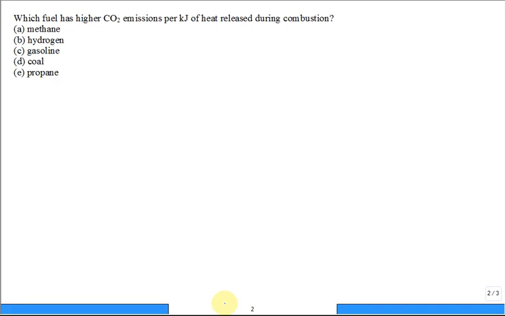Now, once you solve that problem, you're ready to go to which fuel has a higher CO2 emission. Let's say how many kilograms of CO2 go out the stack per kilojoule of heat release. So that's M of CO2 divided by Q. And check out the units. It's going to have the units of kilograms of CO2 per kilojoule of heat release.